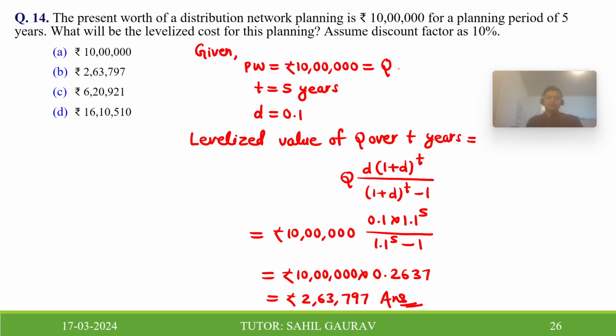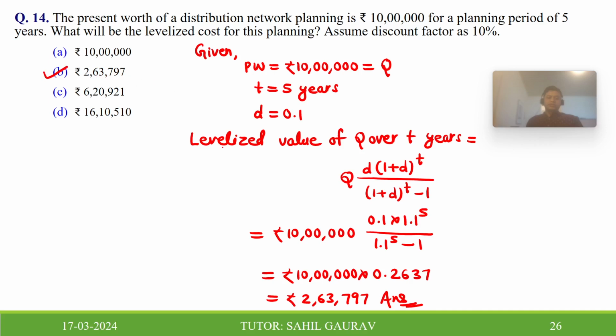So here if you see, the present worth of money is given as 10 lakh and the period is given as 5 years. So just divide 10 lakh by 5 years, then it will come as 2 lakh. So moreover it will be close to 2 lakhs. So one way you can also analyze. So B is the correct answer.